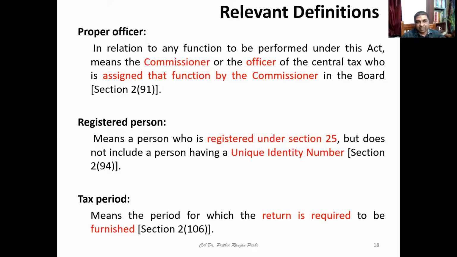So now next relevant term is registered person. This means a person who is registered under section 25, but does not include a person having UIN. UIN means unique identity number. Very quickly, I'm explaining what is the UIN. Okay, have you heard of this? UIN. So registered person means who is registered under GST law, but does not include a person having UIN. UIN definition will come shortly.